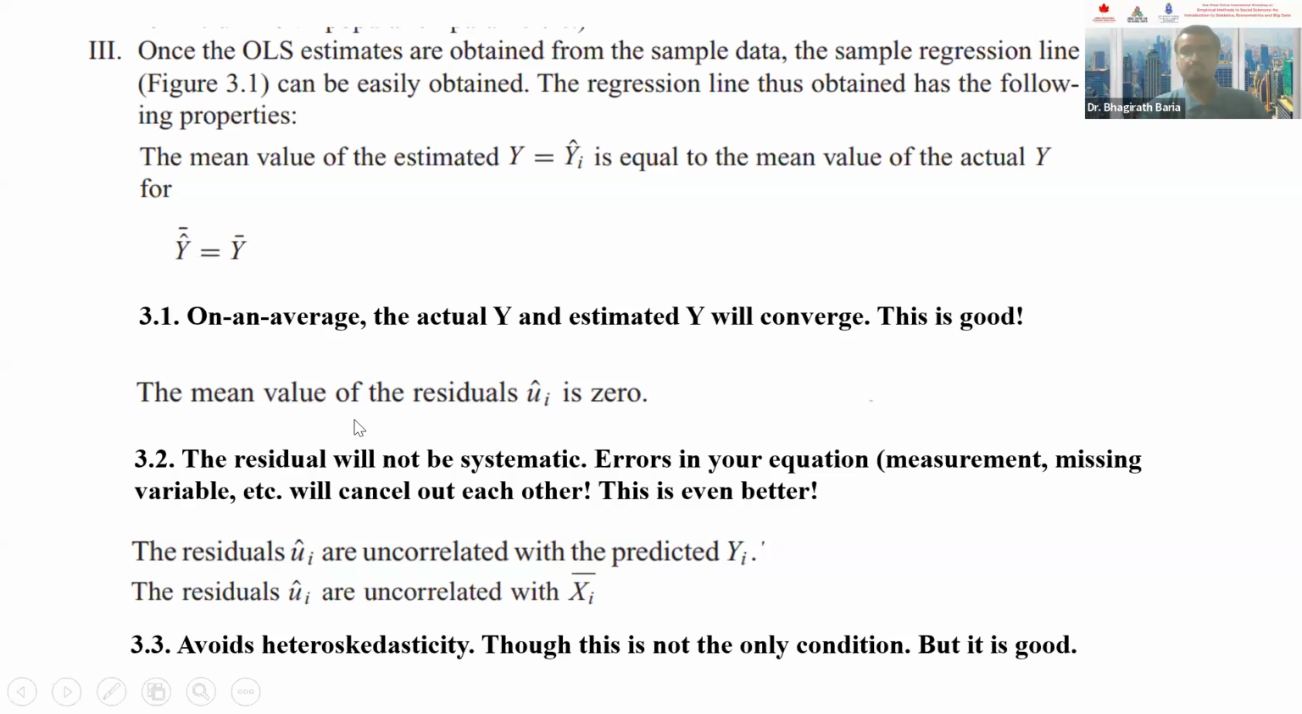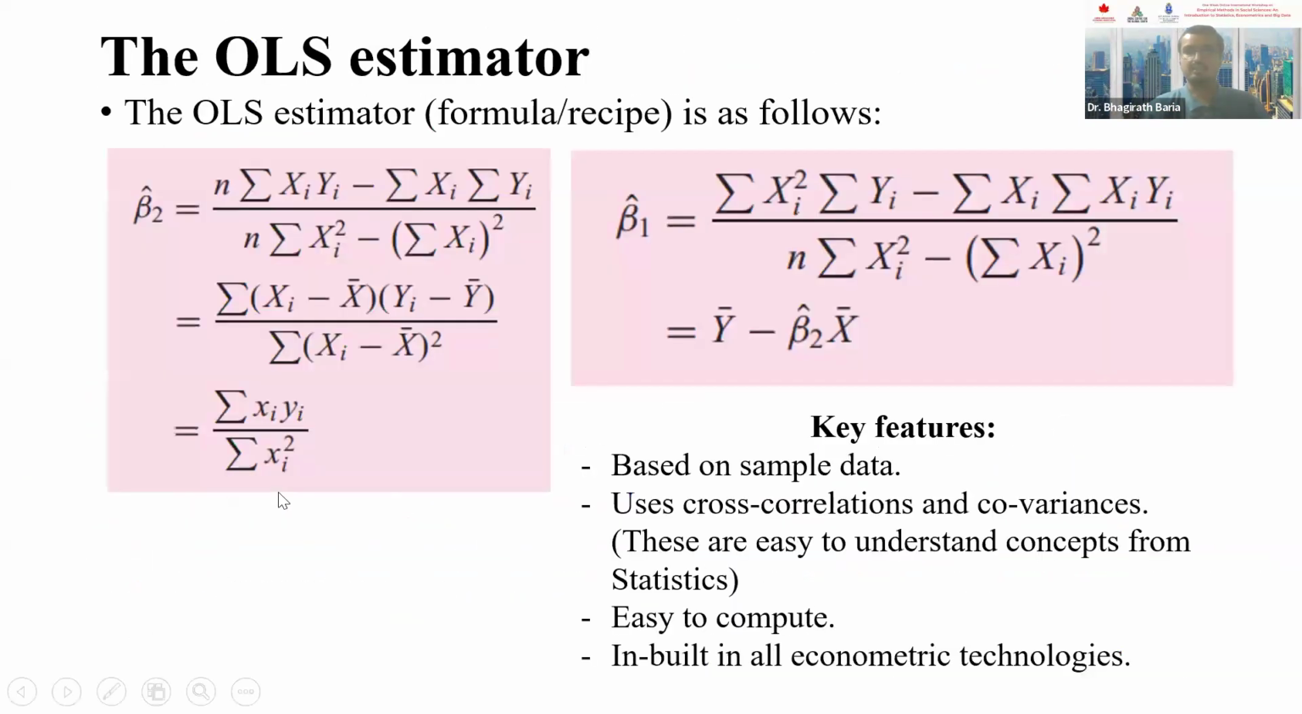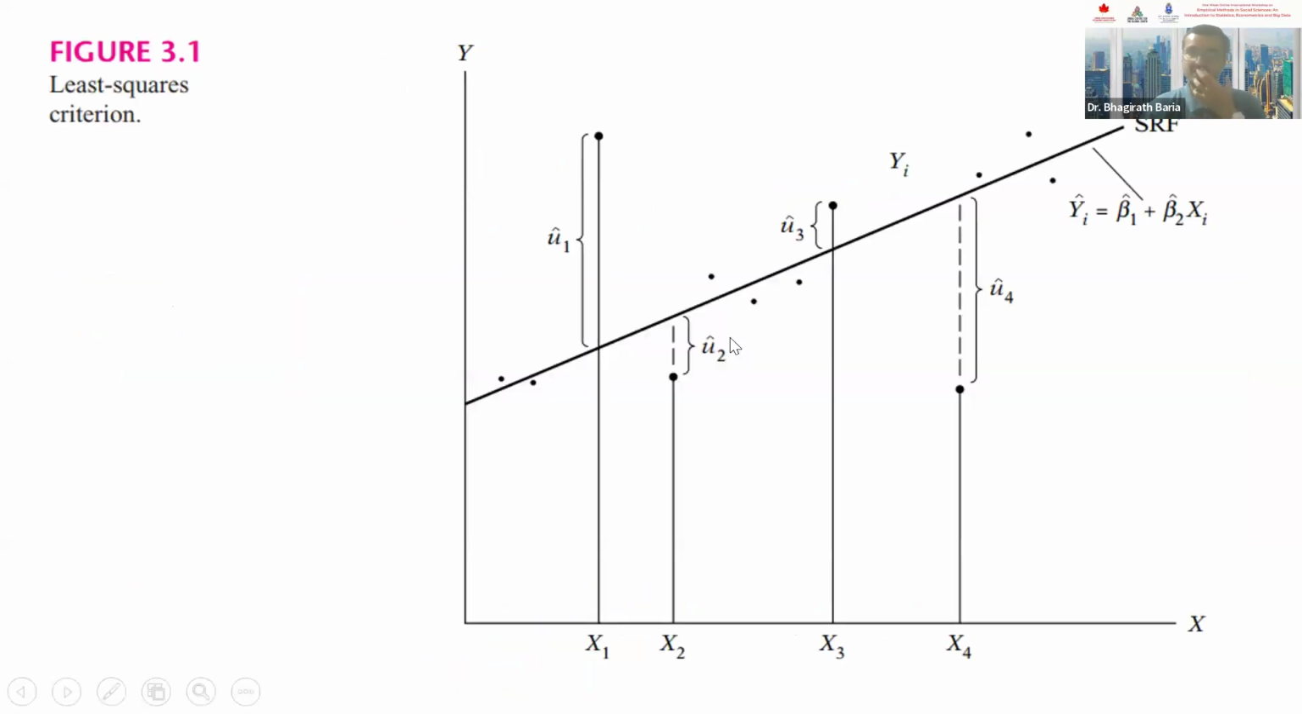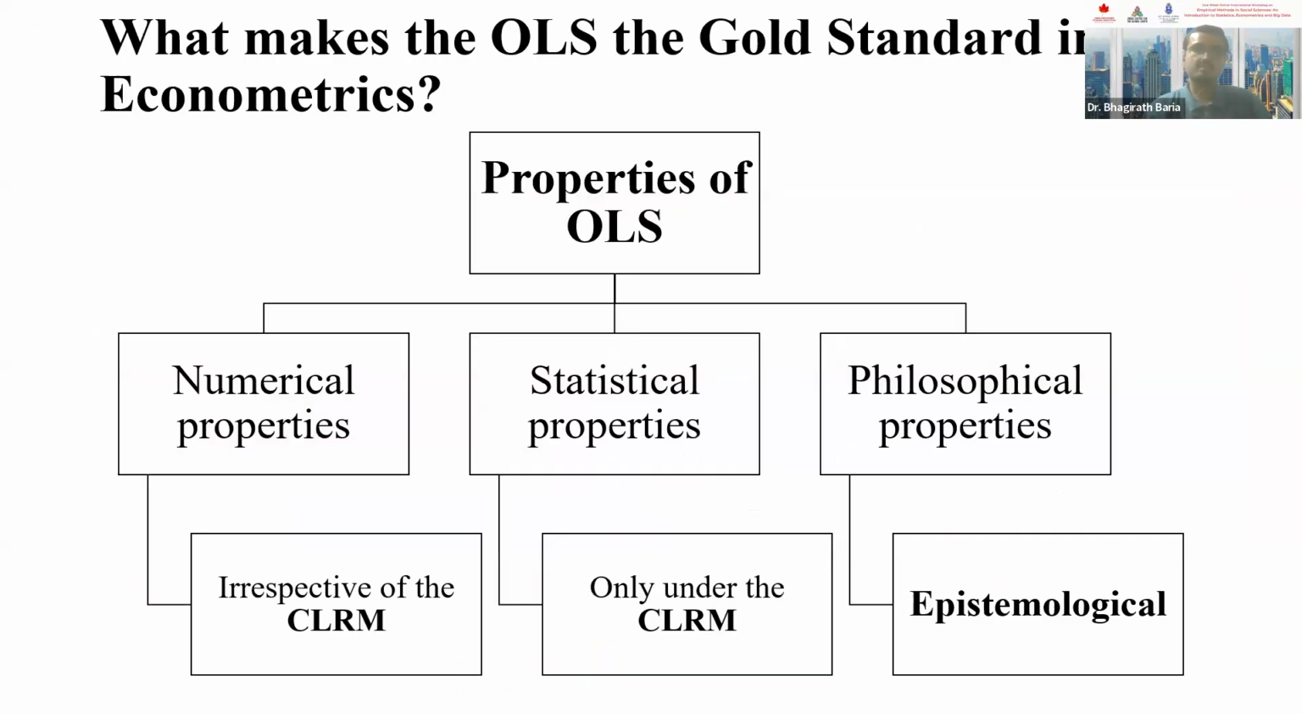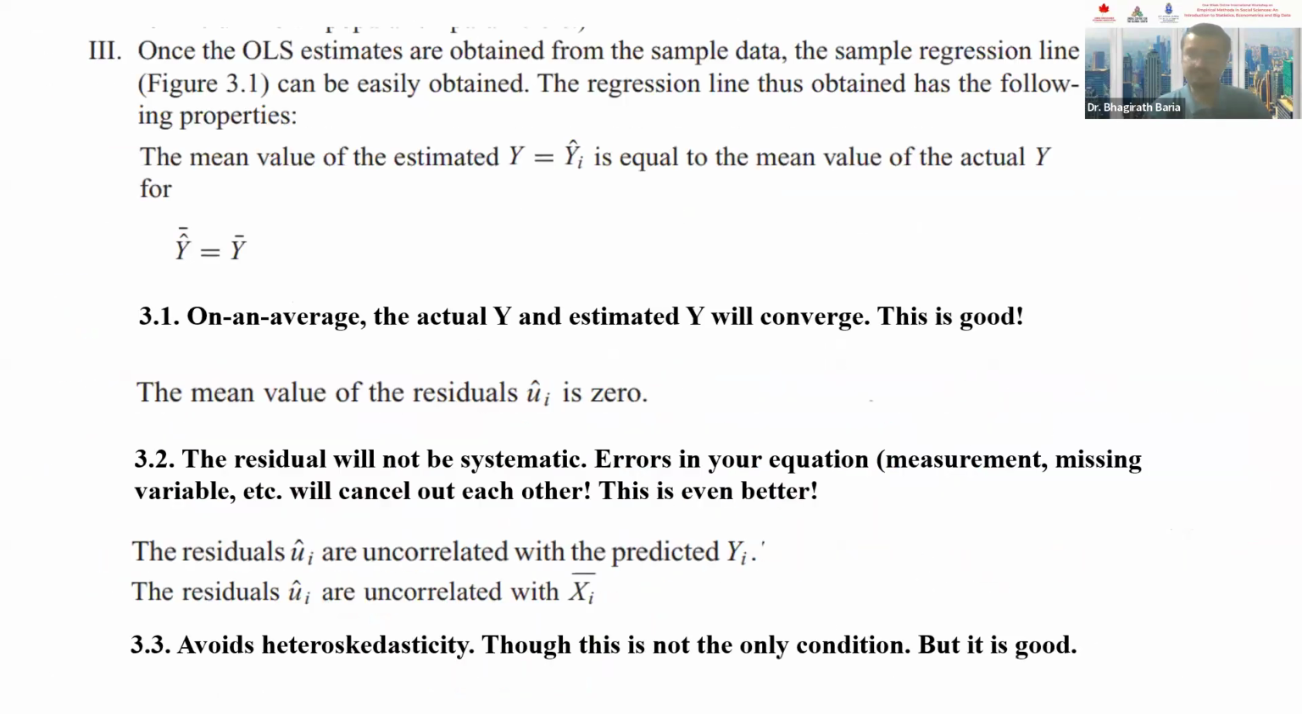The next one is that the mean value of your residuals, from your actual sample regression equation which you are actually estimating, will be 0. So they will cancel out each other in this graph. This U cap 1, U cap 2, all put together. If you add them, don't square them, just add them. The total will be 0. So they don't have any systematic influence on Y. They are there, but they will not have any systematic influence on Y.